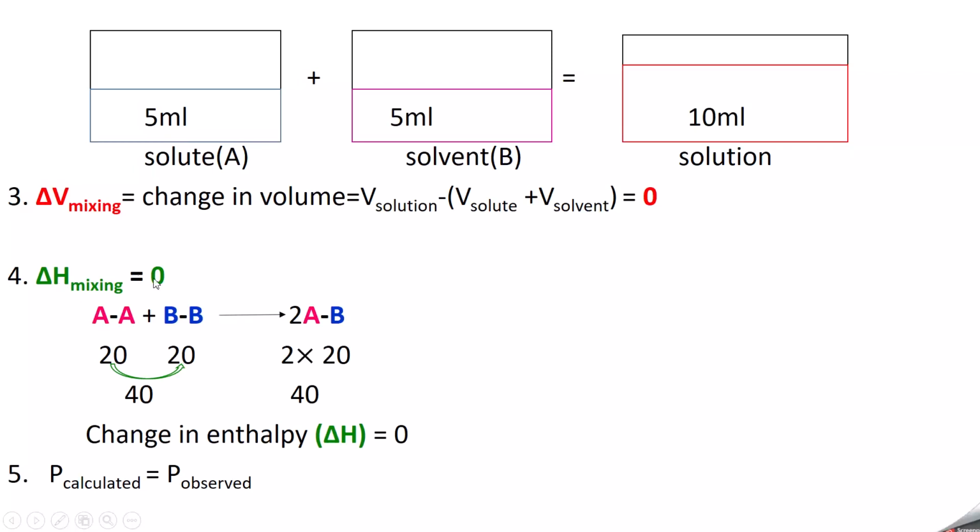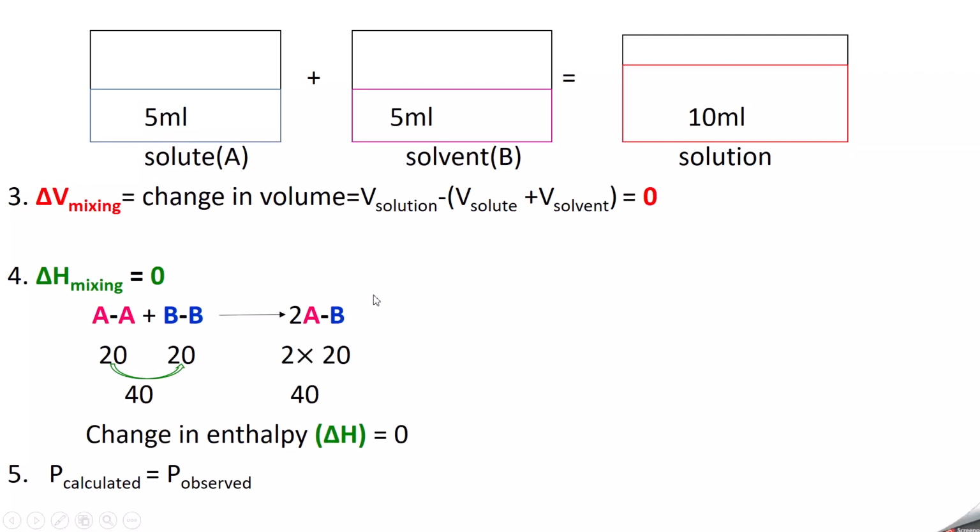Then delta H mixing should be equal to 0. That is, the enthalpy change on mixing should be equal to 0. You take an example. You take a solute AA plus BB. They will combine to form AB. How many AB are formed? 2 AB will be formed. So there should be breaking of A and A, and energy should be supplied. For example, 20 energy is supplied. To break BB, 20 energy is supplied.